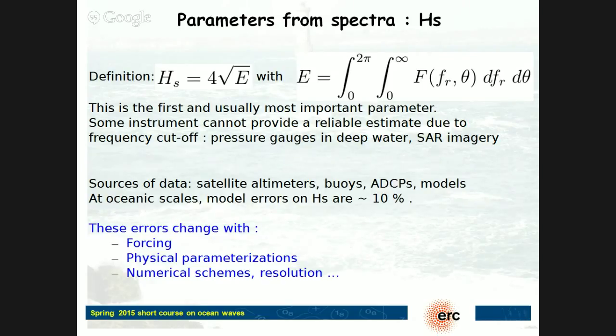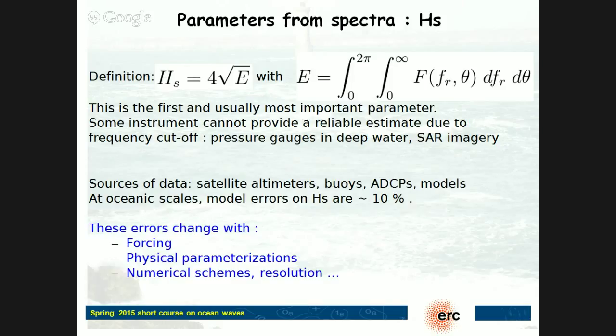So the first parameter that we usually work with is the significant wave height. And the way we define it from the spectrum is this. So if you have the spectrum, here it's written with an F. Yeah, people put an F or an E, it's the same thing. It's a directional frequency spectrum. If you sum the spectrum over frequencies and direction, you get the total sea surface variance in meters squared. All right. And if you take the square root of that, you get a scale of the wave height. And in practice, we take 4 times the square root to define the significant wave height. And when people are talking about sea states, it's usually the most important parameter.